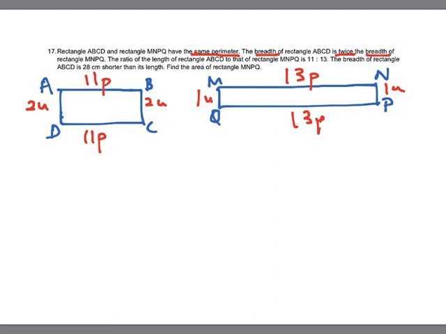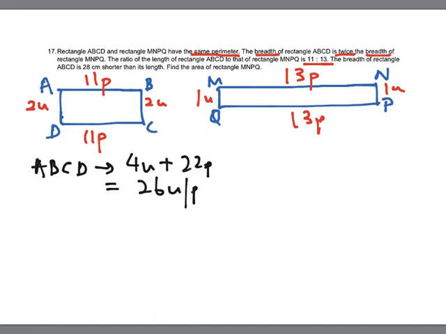Okay, now we have basically transferred the necessary information, right? 11:13. Let's hold on to the last part of information, the difference between the breadth and the length. Now let's take a look at this question. Interestingly, they're supposed to have the same perimeter. If you add up all these, let's assume that the parts and the units are the same. What are we going to have for rectangle ABCD? I will have 4 units plus the 22 parts, right? I will actually get 26 pieces, units and parts.